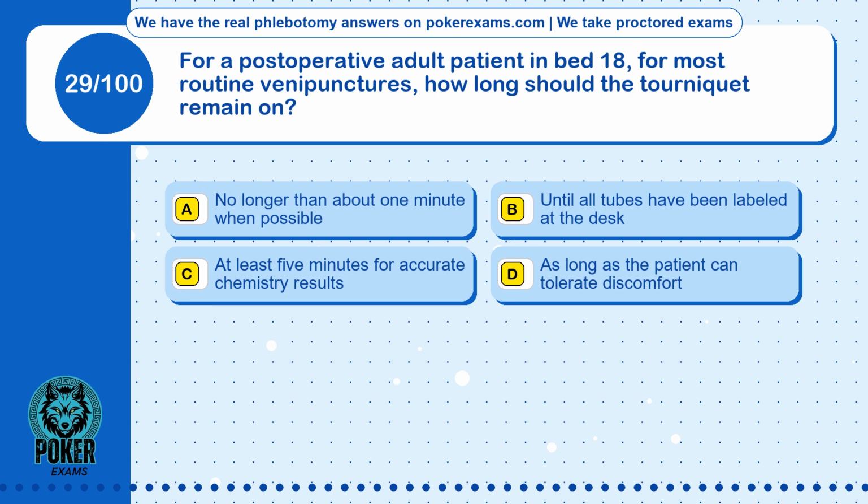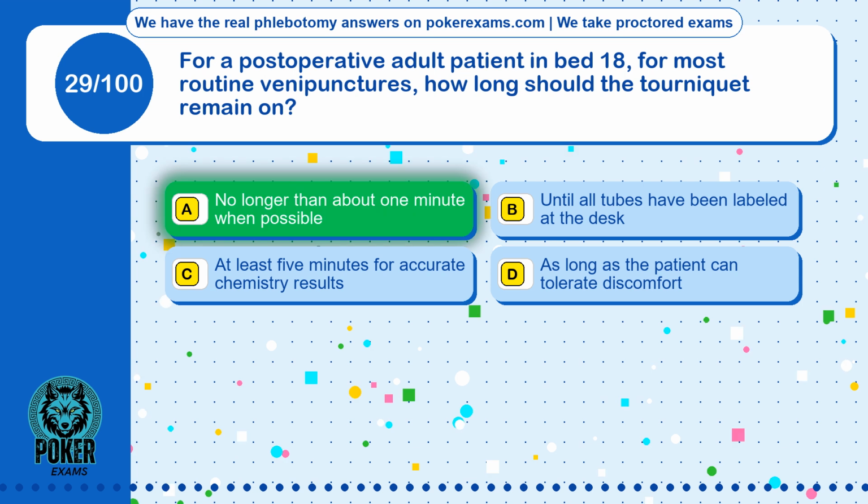Question 29. For a postoperative adult patient in bed 18, for most routine venipunctures, how long should the tourniquet remain on? Option A: no longer than about 1 minute when possible. Option B: until all tubes have been labeled at the desk. Option C: at least 5 minutes for accurate chemistry results. Option D: as long as the patient can tolerate discomfort.